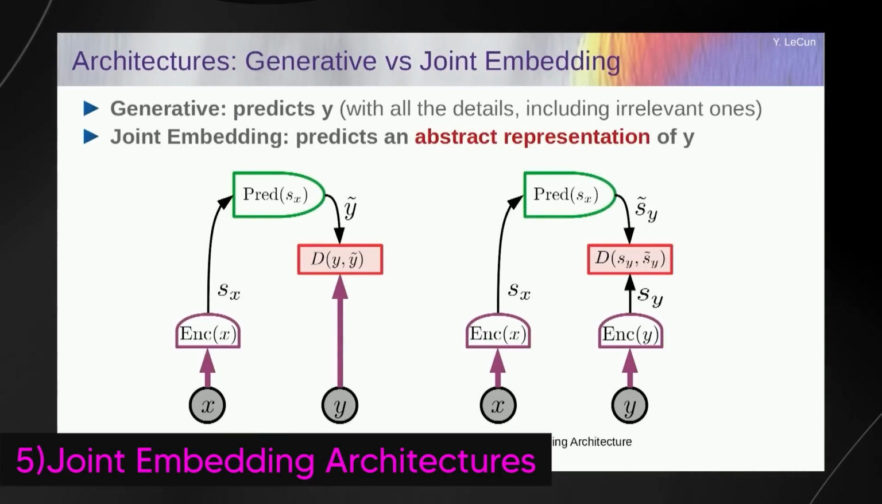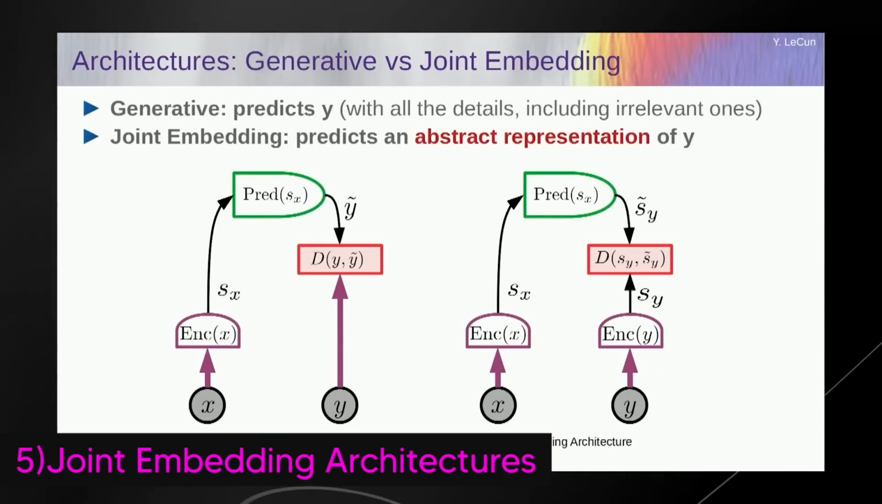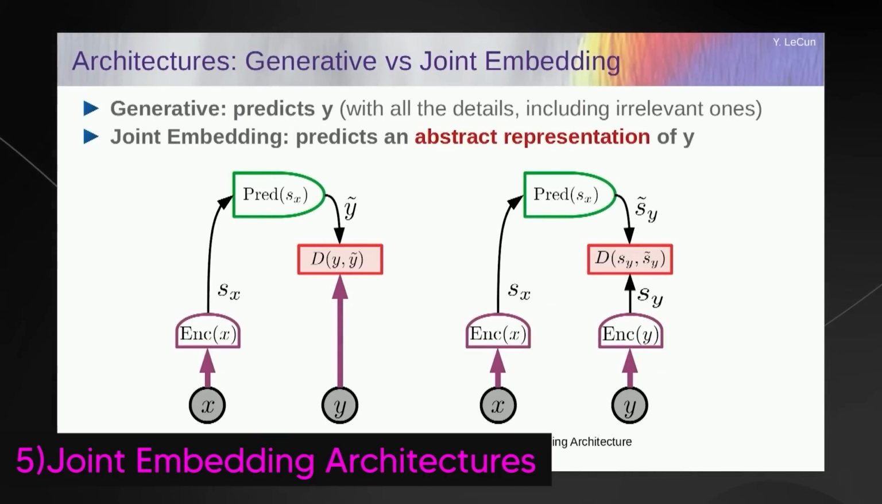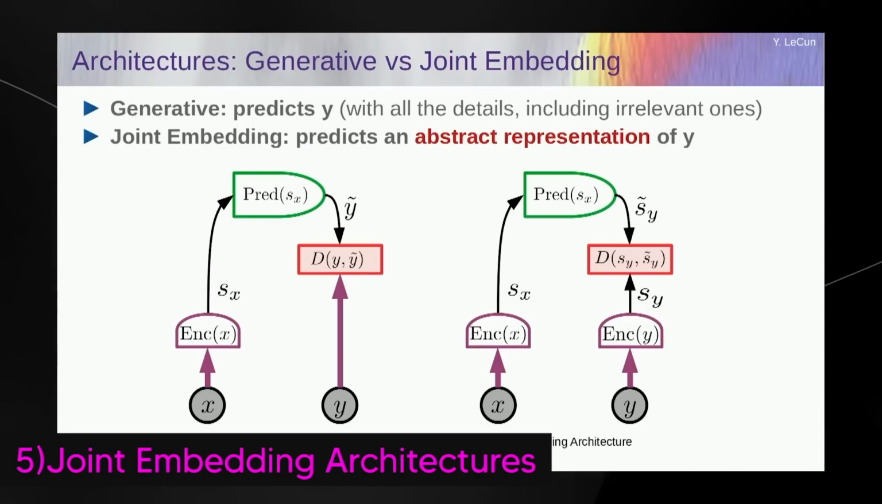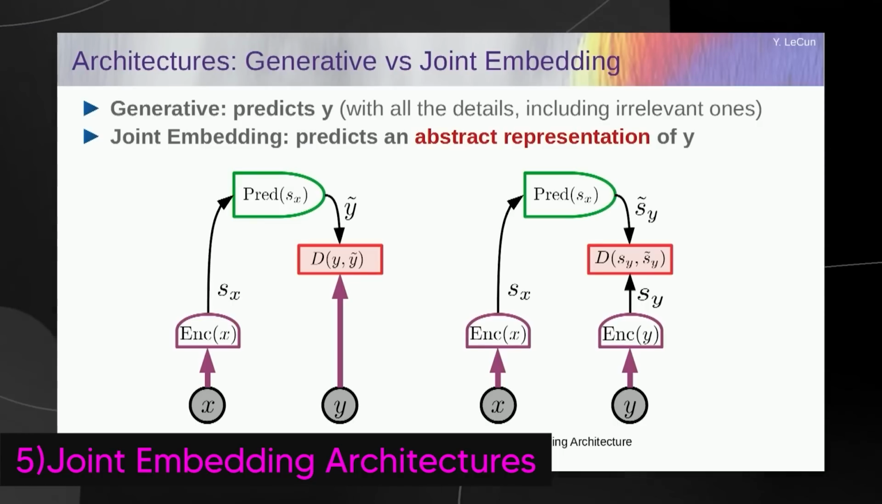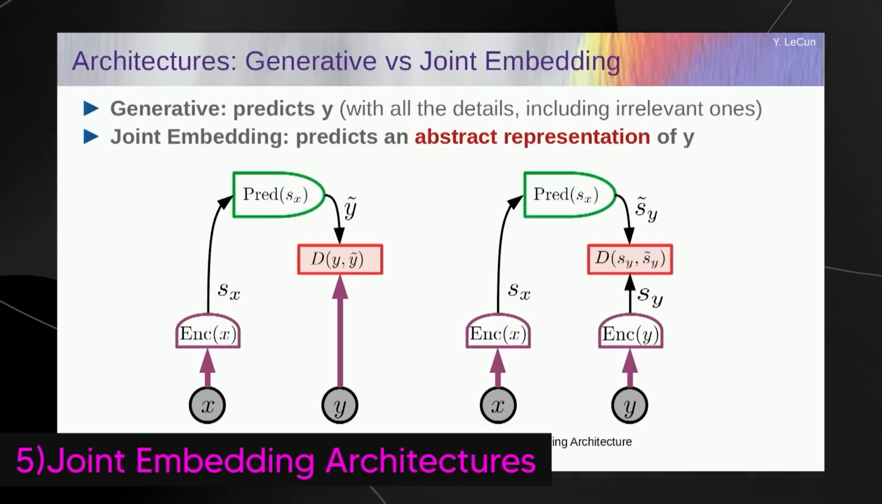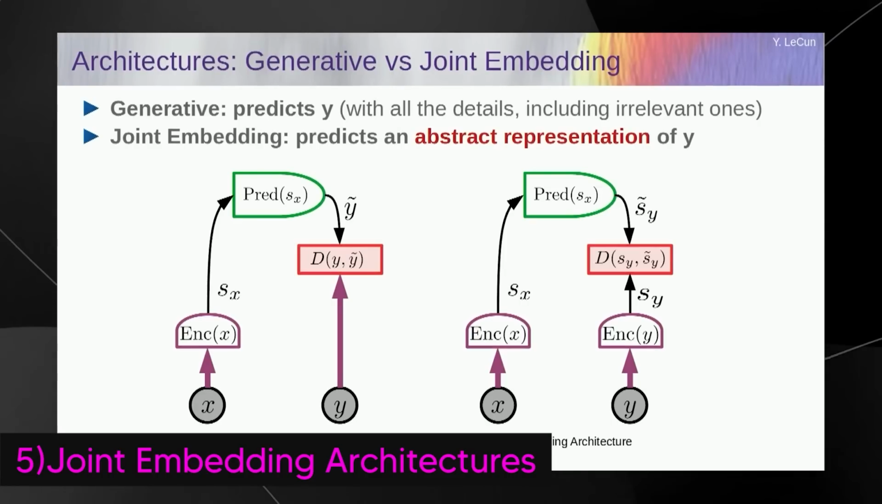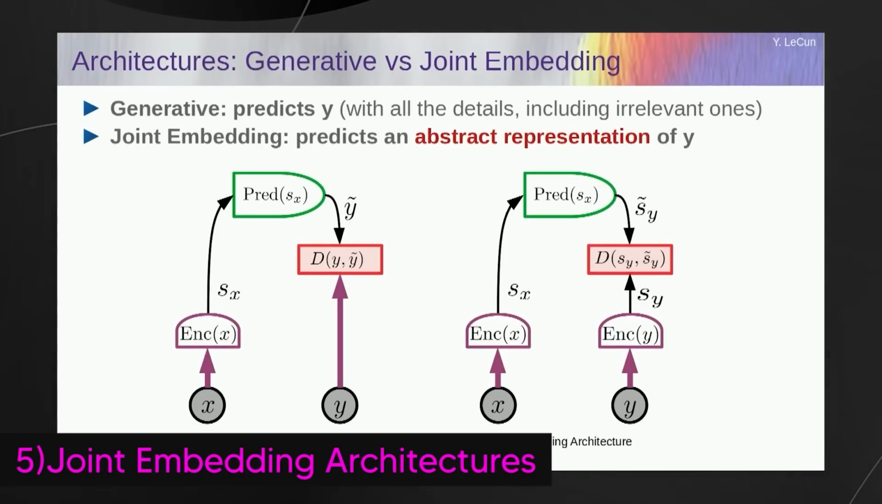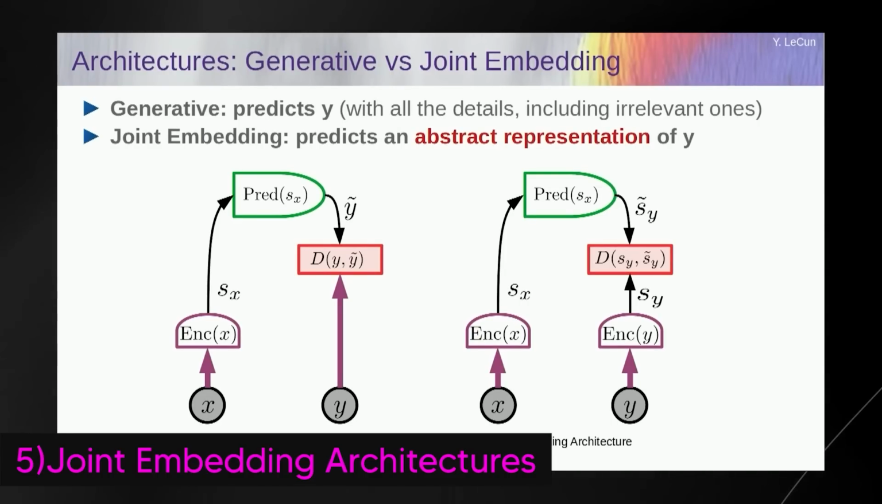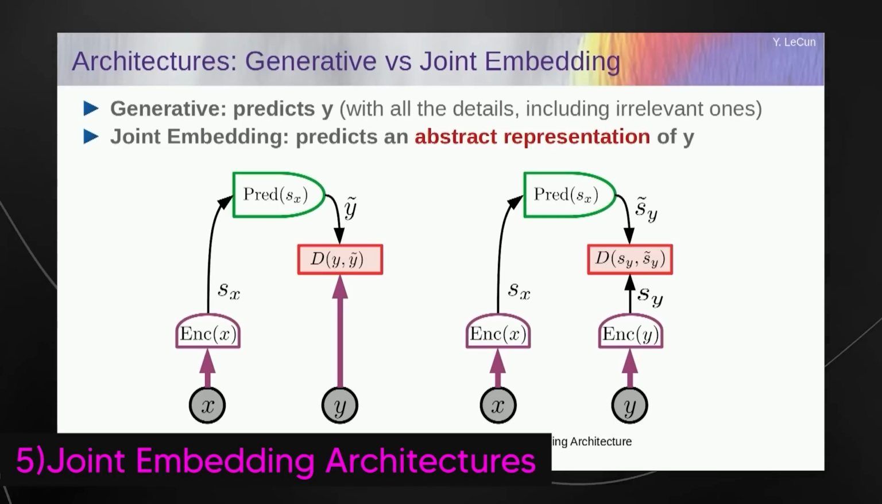But that's the difference that I want you to remember, the difference between generative architectures that try to reconstruct, predictors, autoencoders, generative architectures, masked autoencoders, whatever, and then the joint embedding architecture where you make predictions in representation space. The future, I think, is in those joint embedding architectures.